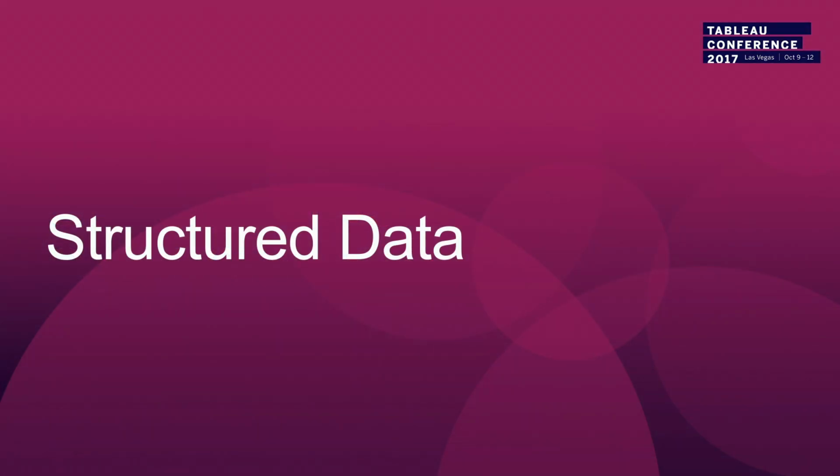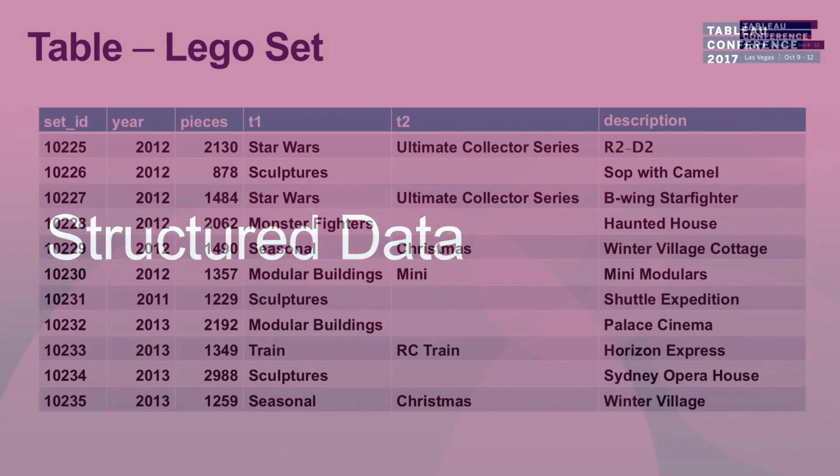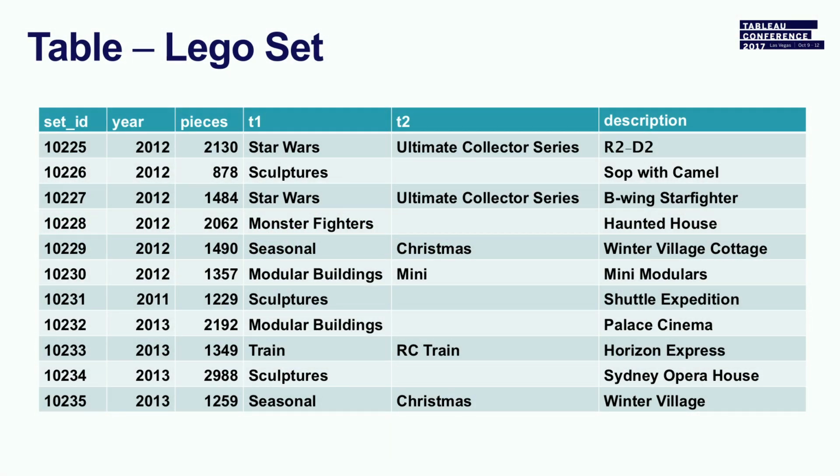So the phrase structured data is in reference to tabular data that comes from traditional relational databases. Think about data that comes from MySQL or SQL Server or Postgres. A single entity of data from a structured database is a table. And tables are made up of columns and rows, where each column is a single attribute of the data, and each row is a single record of the data.